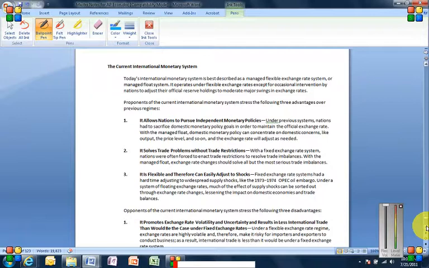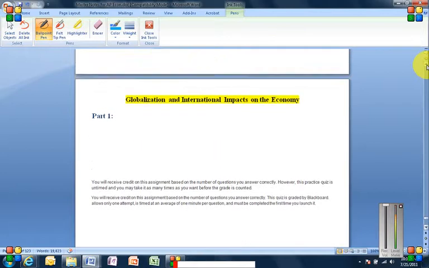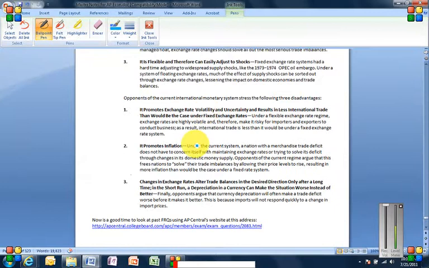And of course, as you can guess, there are certain proponents, supporters of the current international monetary system that say that these are the advantages, and there are opponents of the system that say these are the disadvantages of the current system.